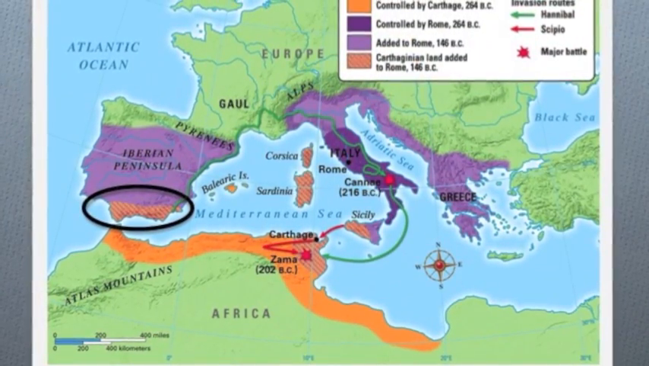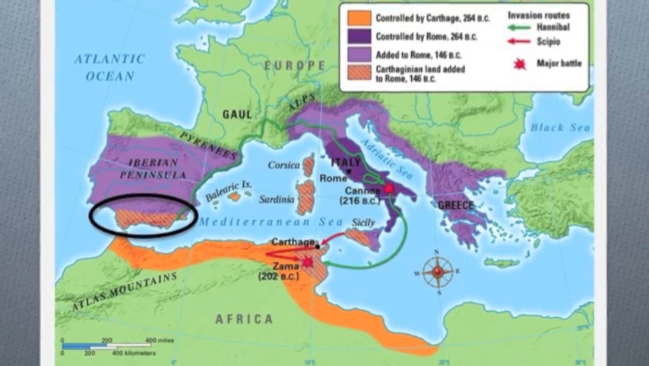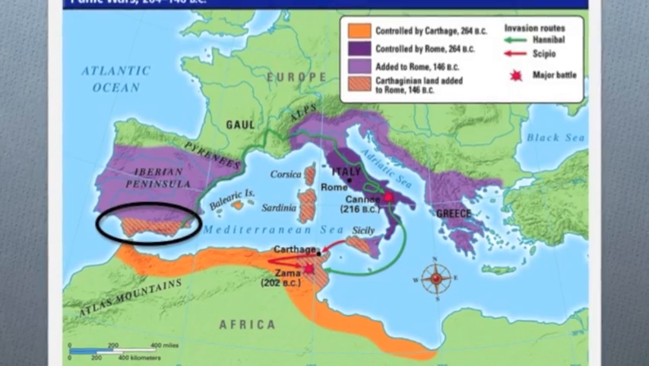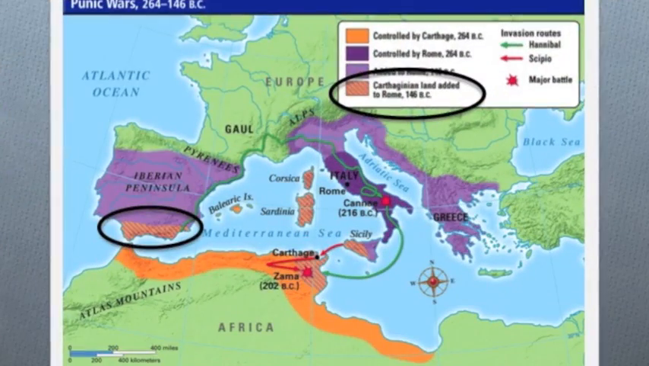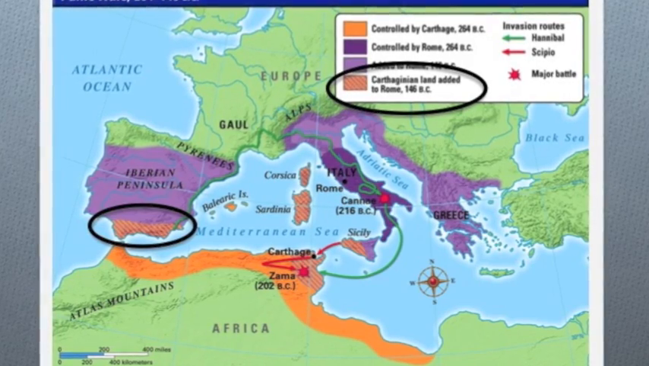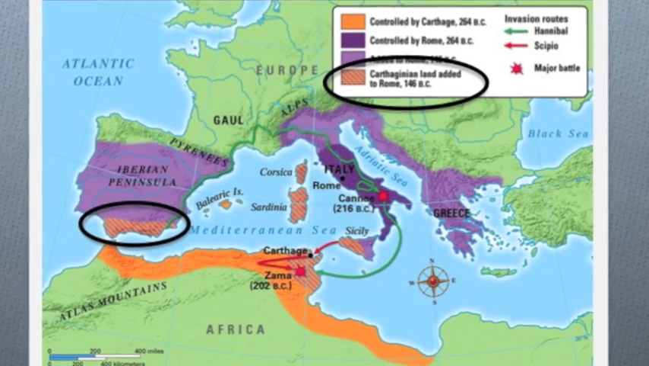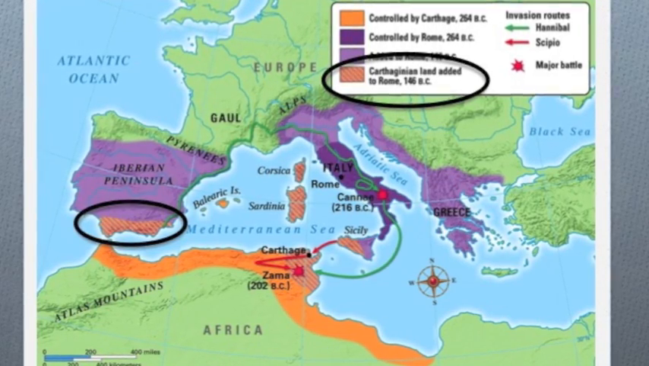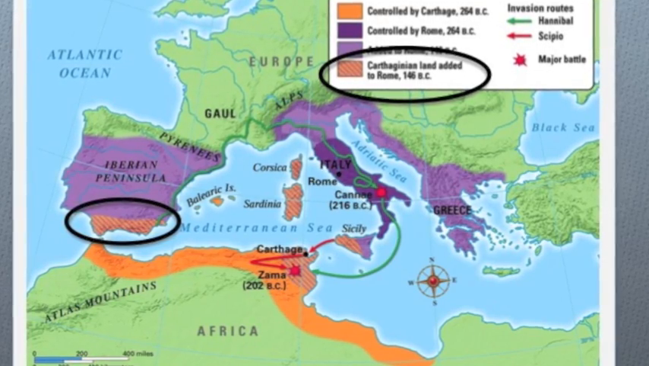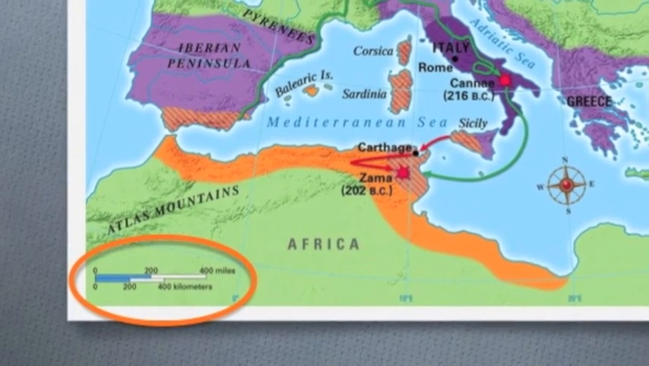For example, if I am locating this bottom part of the Iberian Peninsula and I can see that it's orange with some purple diagonal lines, I have to know what that area means with that particular shading and pattern. So I would go to the key or legend and match that shading or pattern in the area with the symbol in the map key. And as I do that, I can see that this is going to be Carthaginian land that was conquered by Rome in 146 BC.